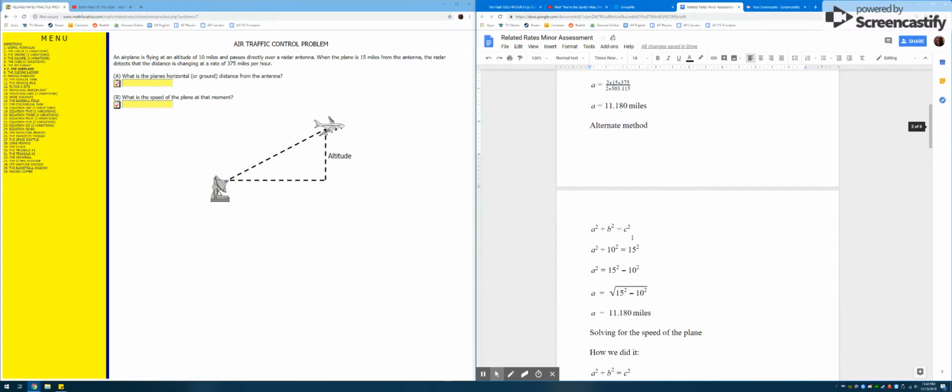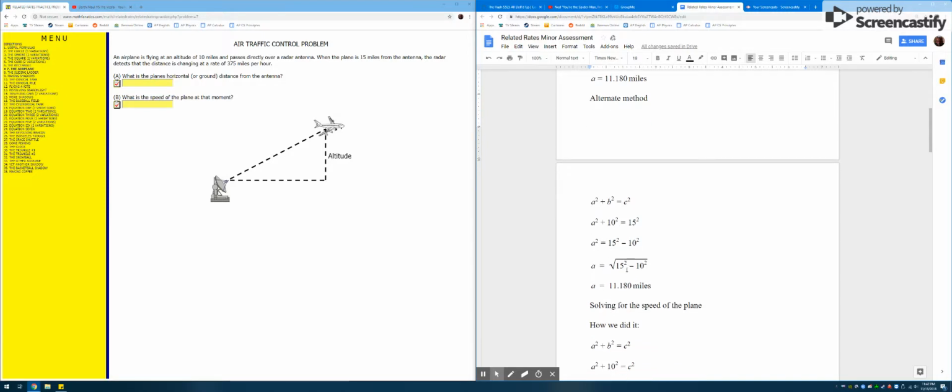Now, another method, which is easier and doesn't involve finding the speed first: you can do a squared plus b squared equals c squared, plug in the 10 squared and the 15 squared that were given for the altitude and the distance from the satellite, set it all equal to a, take the square root, and you get 11.180 miles.